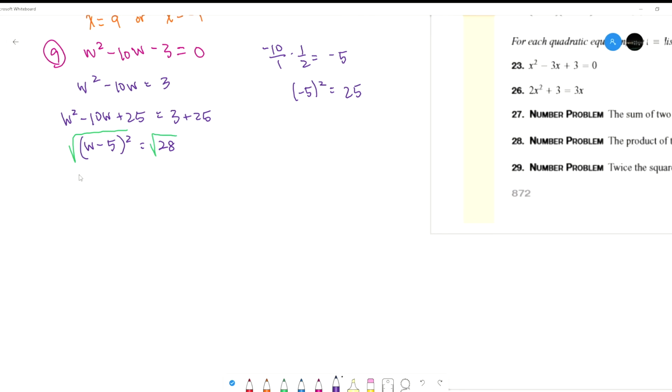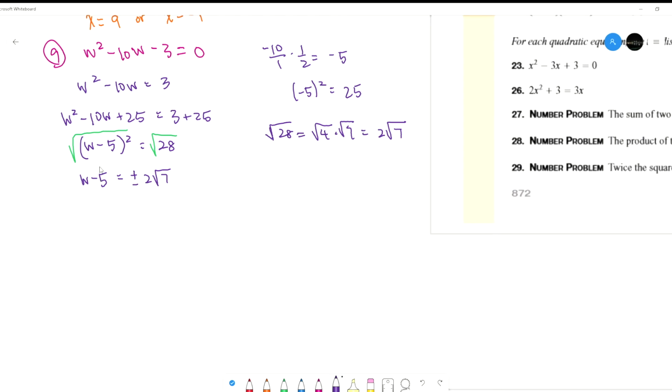So on the left-hand side, we just have w minus 5 is equal to, 28 is 4 times 7, so that's plus or minus. Square root of 4 is 2 root 7. Right? I'll write this here. Radical 28 is equal to radical 4 times radical 7 is 2 radical 7. Or you could just type that into the calculator, right?